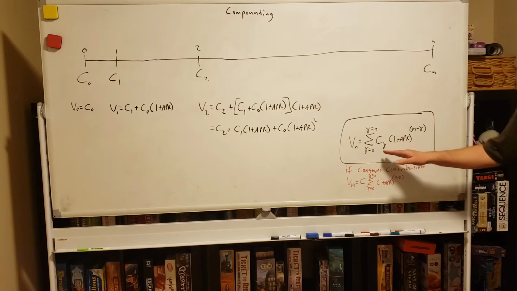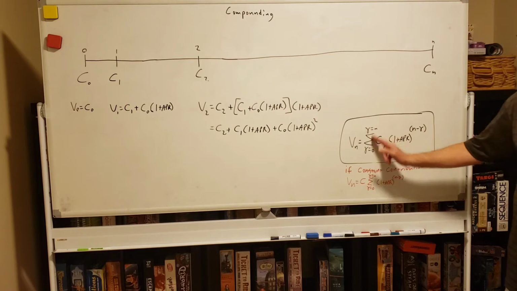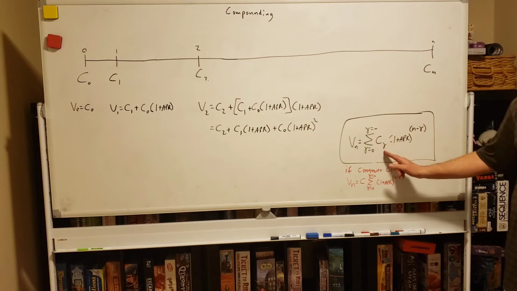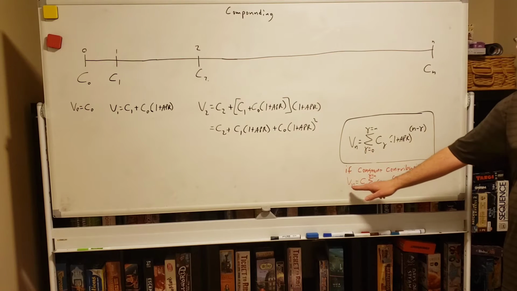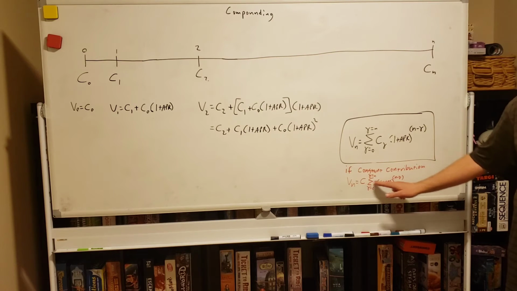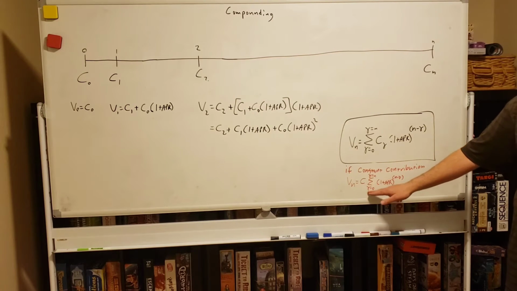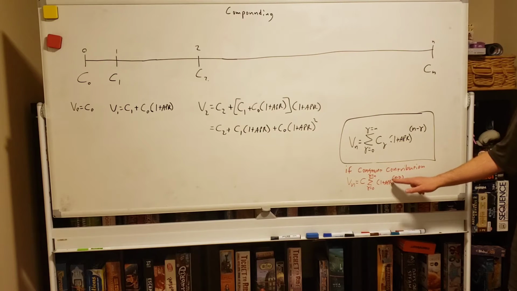If I put in the same amount every single year, so if I have a constant contribution, then I can pull this term out of the summation, and I end up with the value at any given year n is equal to my contribution multiplied by the summation from gamma equals 0 to gamma equal n of 1 plus APR raised to the power of n minus gamma.